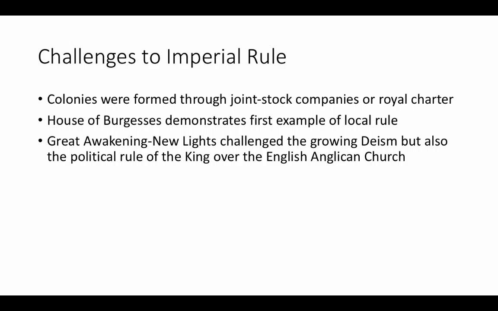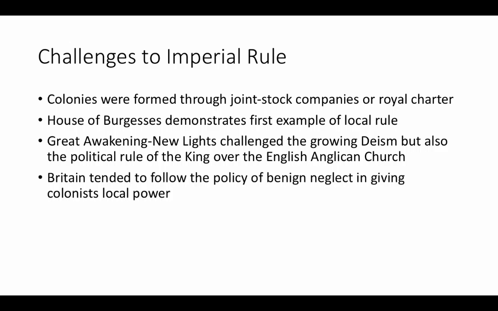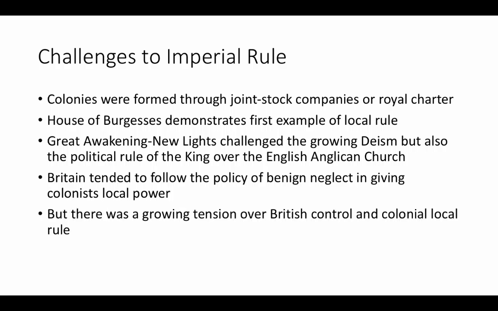So deism was the influx of Enlightenment thought into the American colonies. The New Lights reverted back to the Puritan beliefs and challenged this, and by doing that, they would challenge the English Anglican Church and the king himself, since he was the head of that church. At the time, Britain tended to follow the policy of benign neglect, which gave colonists local power and tended to really turn the attention away from any type of minor violations that might happen within mercantile trade. But once we get up close to the French and Indian War, there's this growing tension between British control and colonial local rule.